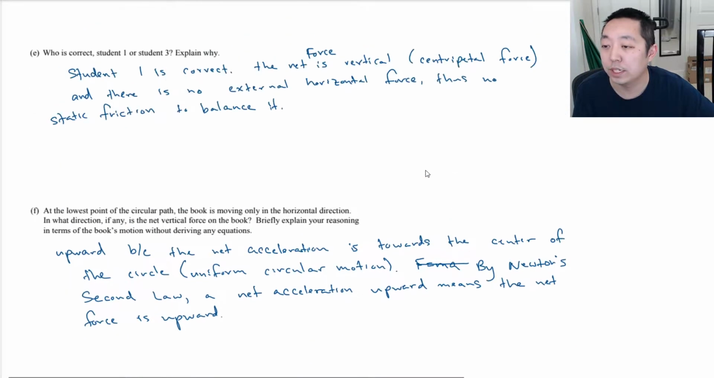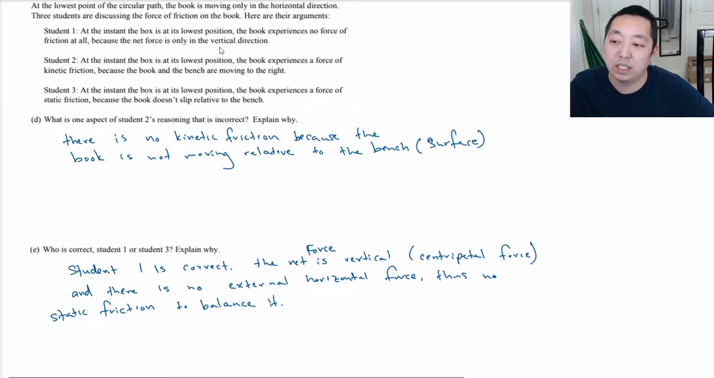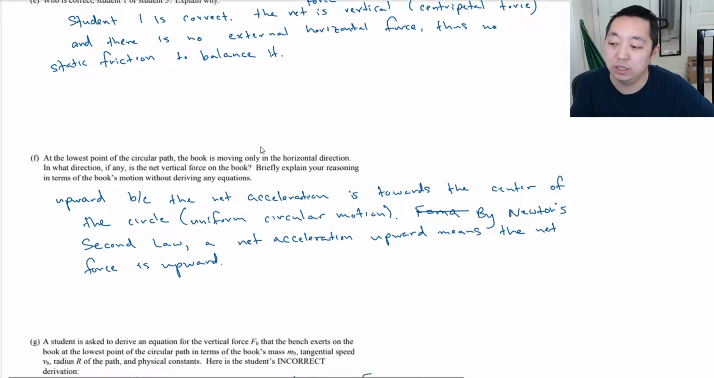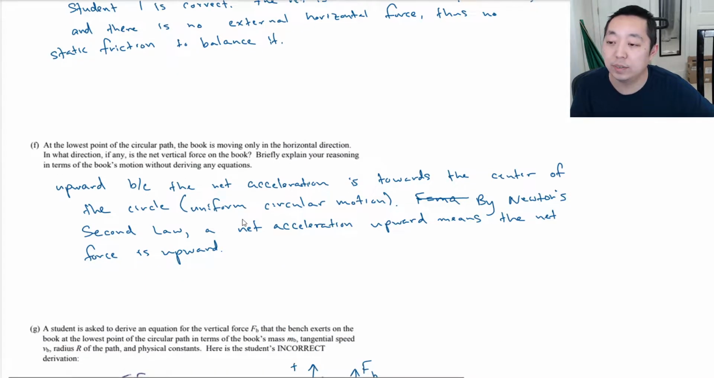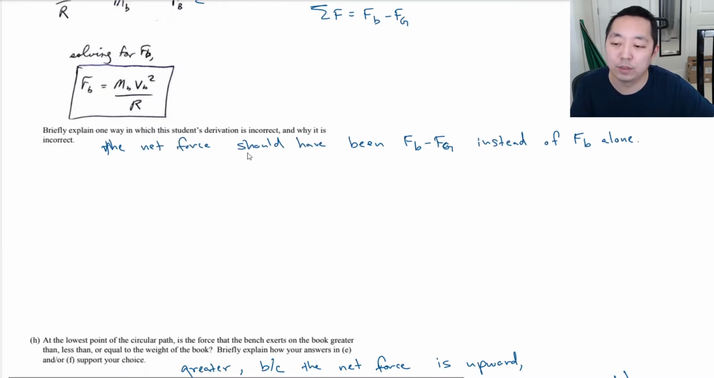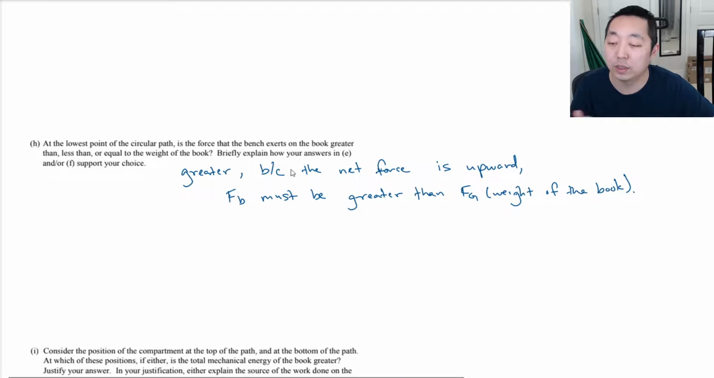What do I do for E and F? E, because student 1 was saying that the net force is only in the vertical direction, and F is, in what direction is the net vertical force on the book? It's upward. I don't know. We're saying the same thing over and over. It feels like on this question, I don't really know what they want you to say.